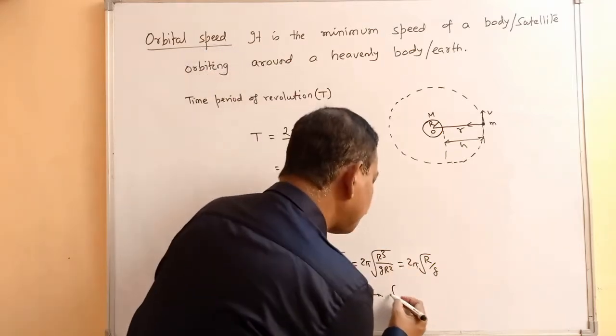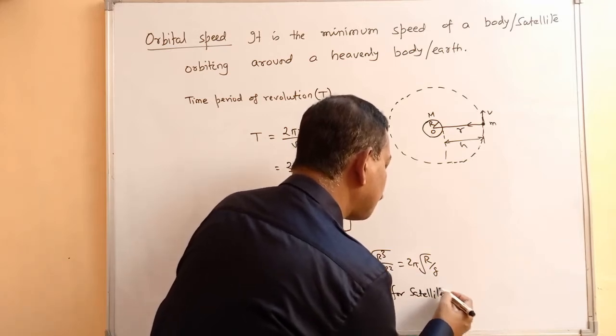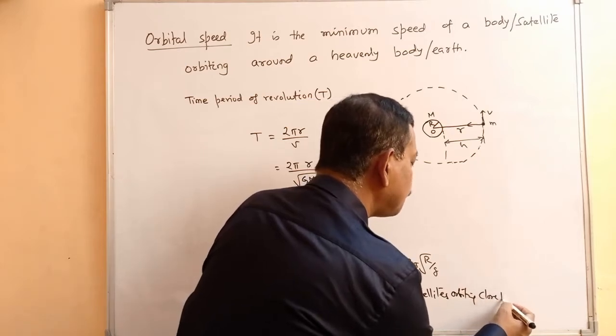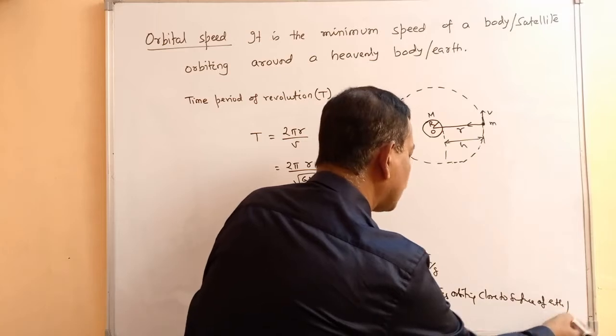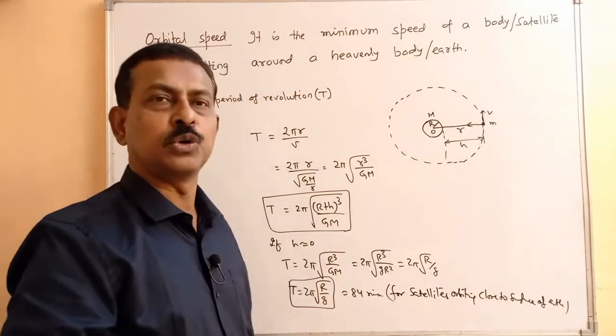So this is for satellites orbiting close to surface of earth. So for that case, we'll get that one roughly equal to 84 minutes.